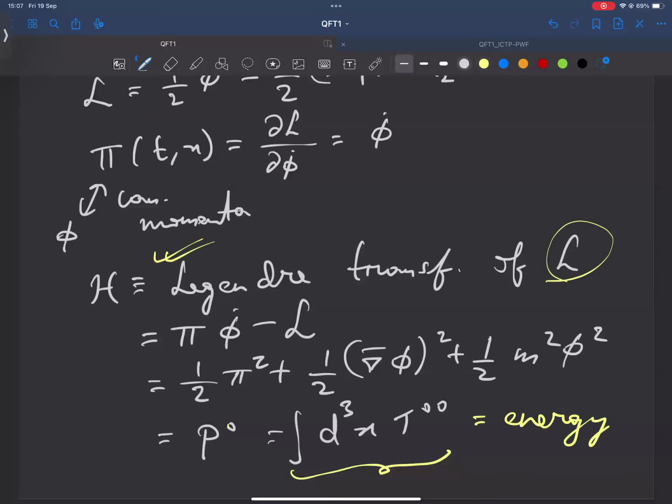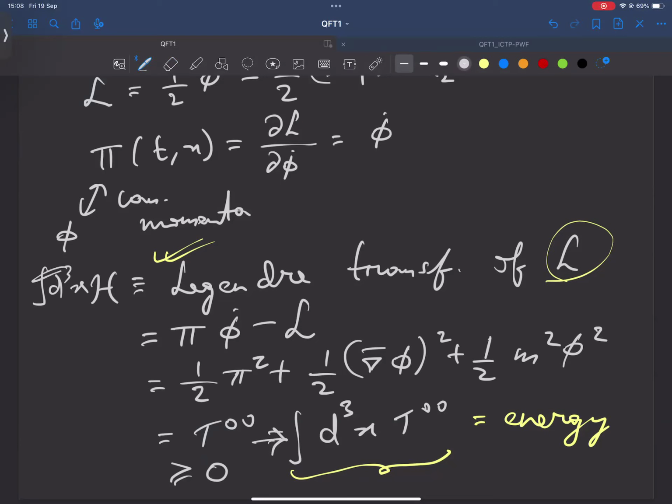Okay. So first we saw that this quantity was greater than or equal to 0, so it made sense as an energy density. Now we see that it is indeed the Legendre transform of the Lagrangian density, which we call in classical mechanics the Hamiltonian. So this is just T00. But now when you integrate this, you get the energy.